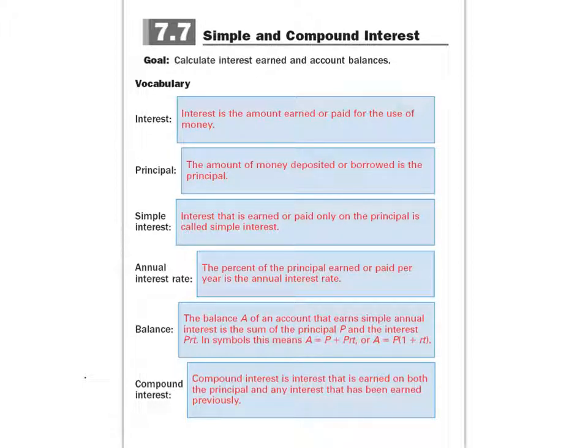And the last word is the balance, and we use A to stand for account balance, not B, so it's A for account balance, and that represents the amount of money that's in your bank account after a period of time. So if you put $100 in and you get $3 worth of interest, then your account balance would be $103. So let's go ahead and go to the next page and start looking at some examples.